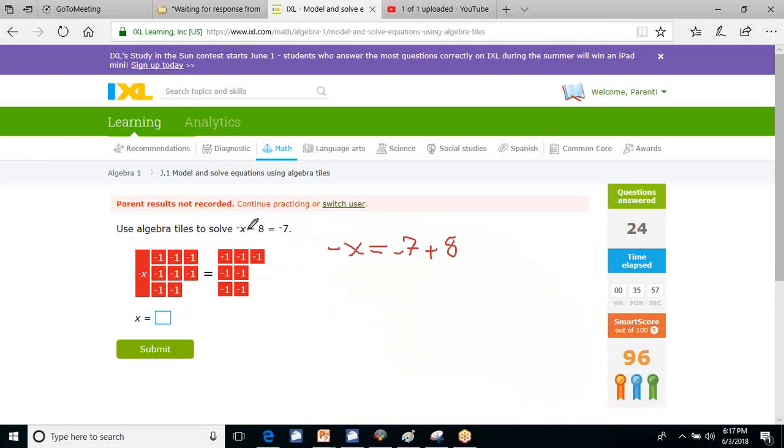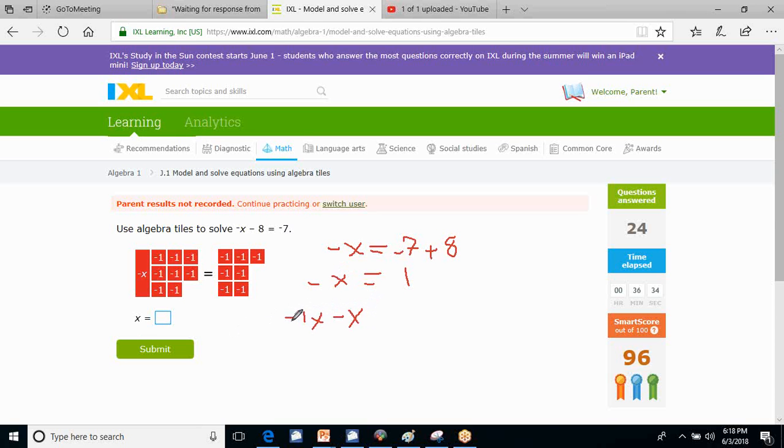Once you move it from one side to the next, you have to change the sign. So minus x is equal to minus 7 plus 8. So your minus x is equal to 1, right? But they ask you for positive x. So in order to get positive x, you have to multiply minus x by minus 1.